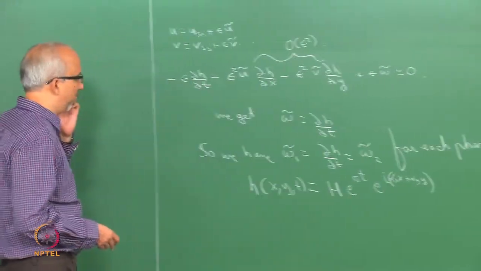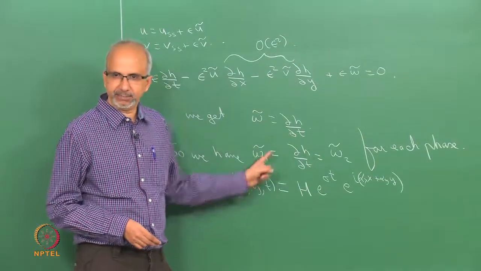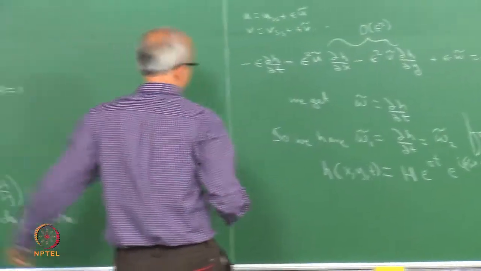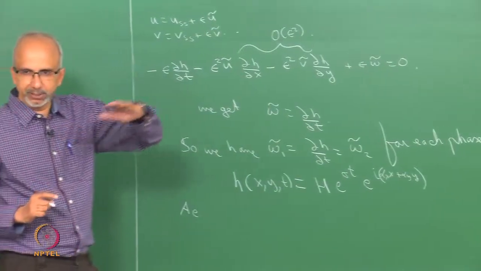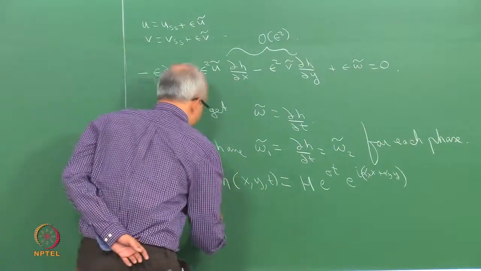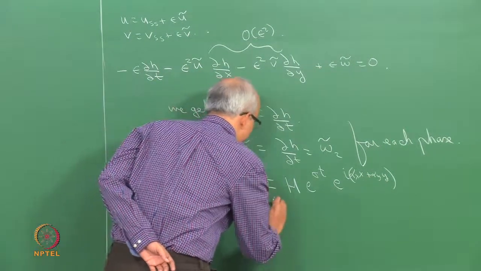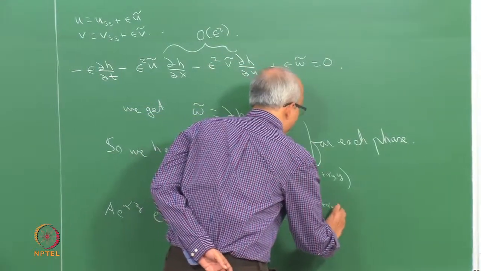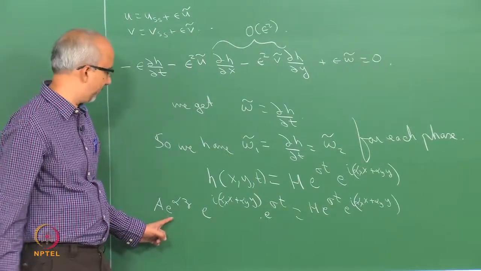Okay. So what I am going to do now is substitute this h here, and you already know what w1 tilde and w2 tilde are. This remember is evaluated at the interface. W1 tilde, we already know what it is, A e power alpha z. So w1 tilde is A e power alpha z, and I am going to evaluate this at z equal to 0, the interface. And e power alpha z multiplied by e power i alpha_x x plus i alpha_y y times e power sigma t equals h times e power sigma t e power i(alpha_x x plus alpha_y y).